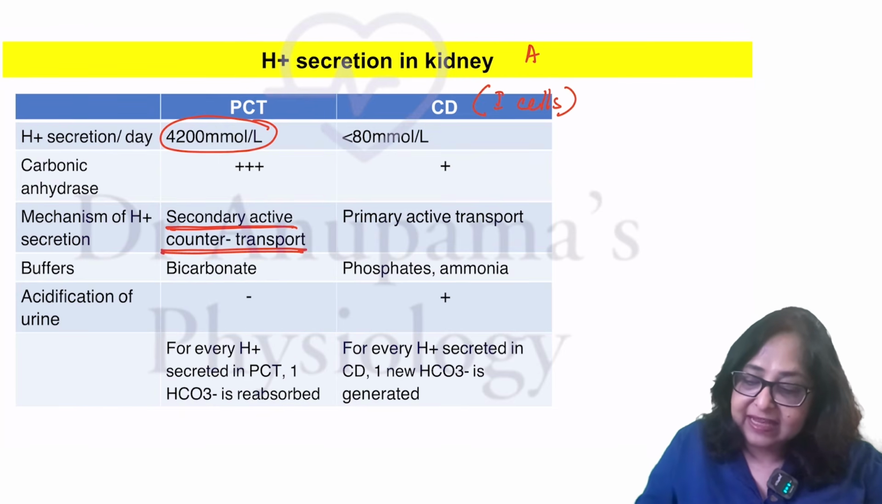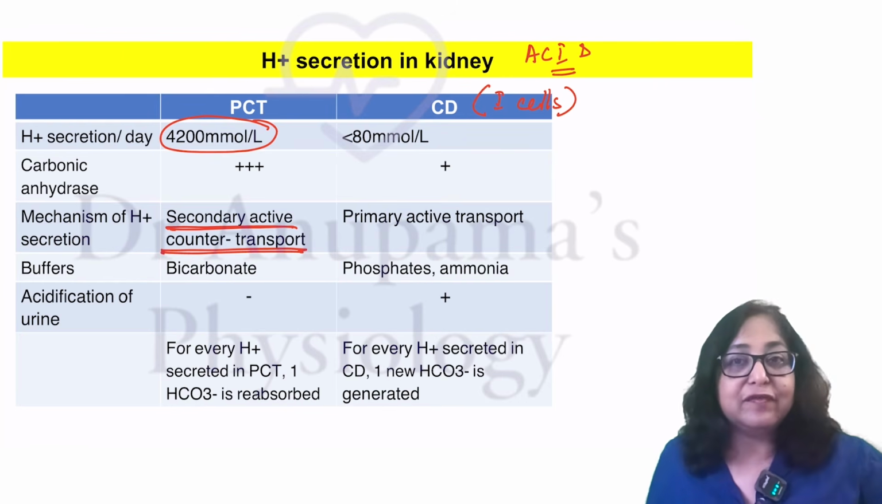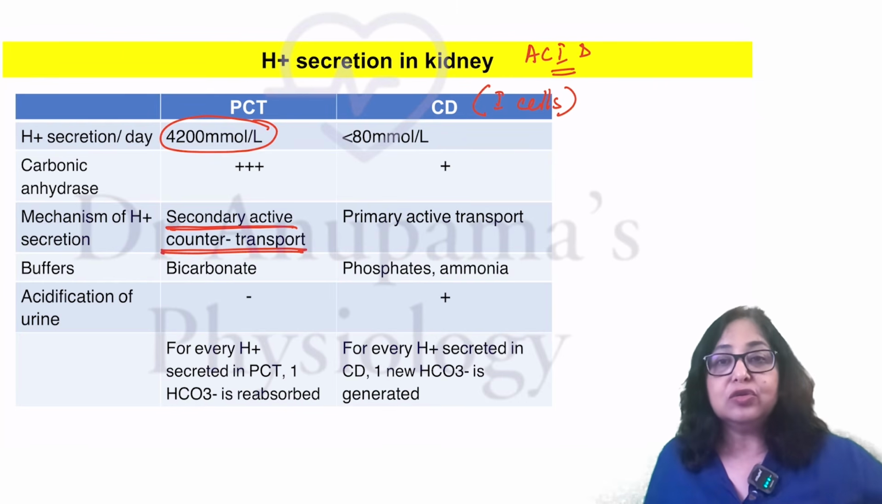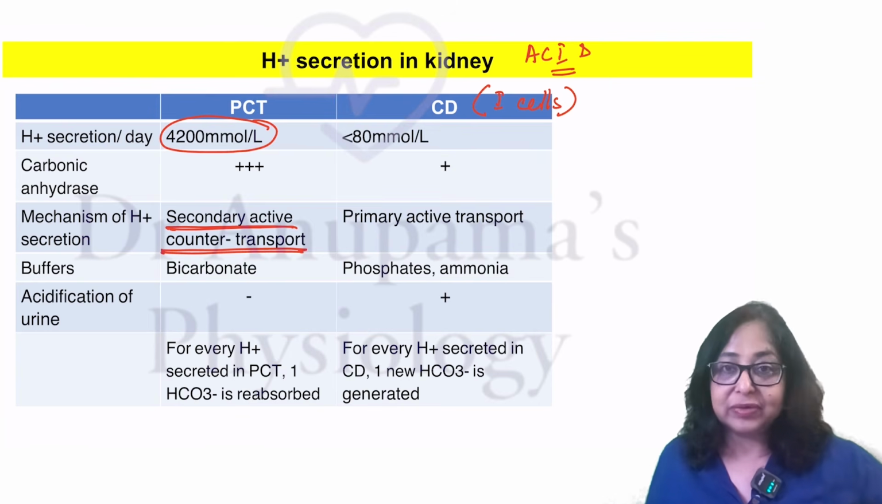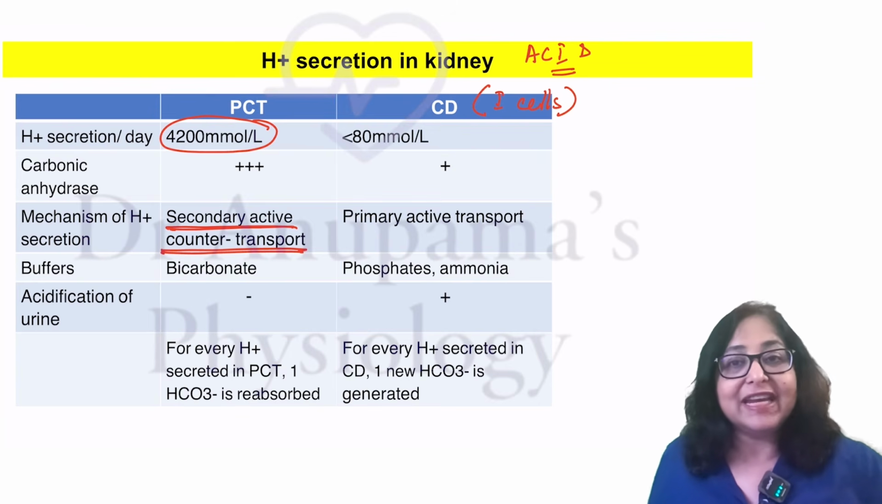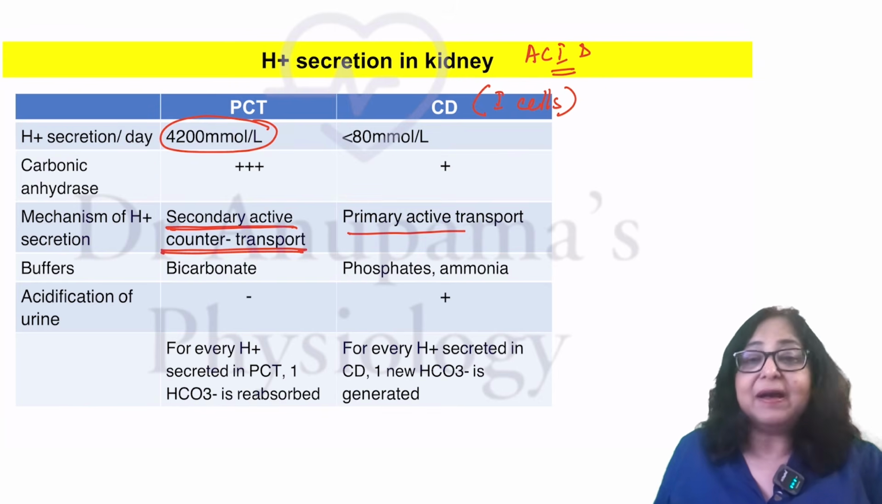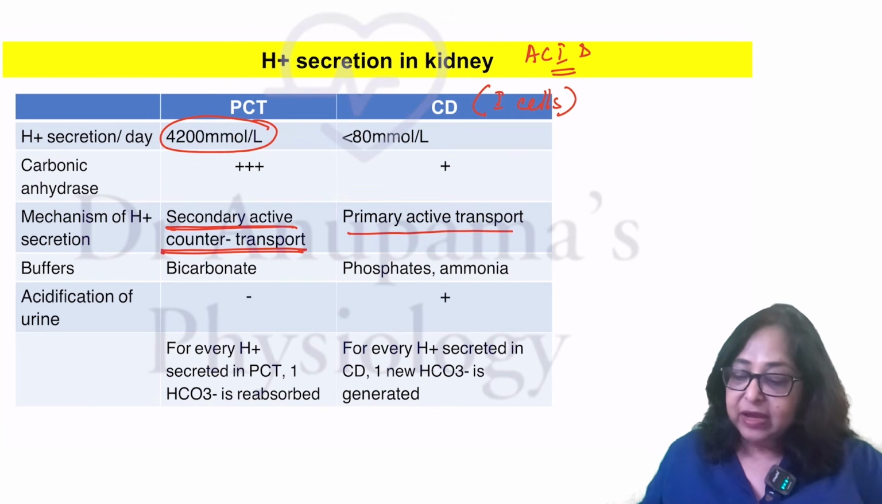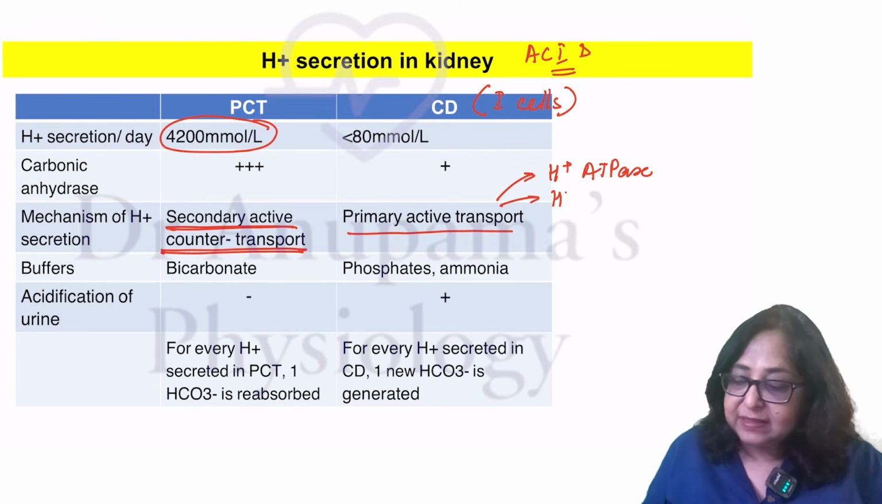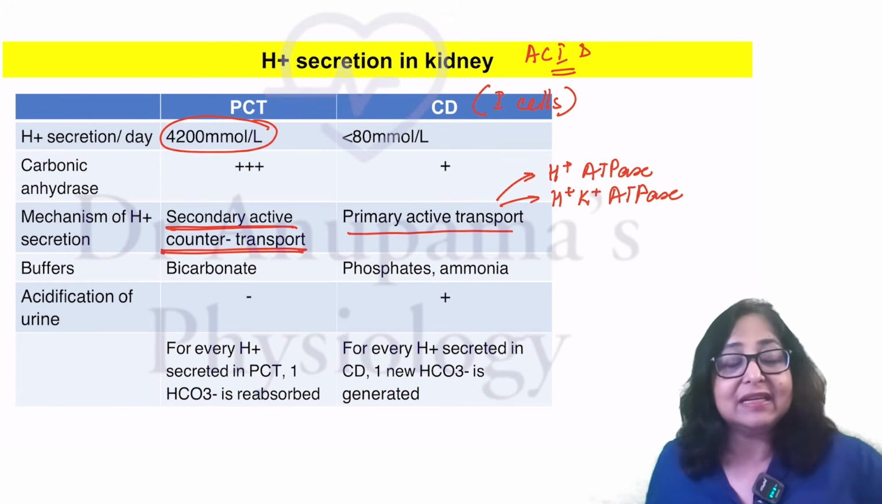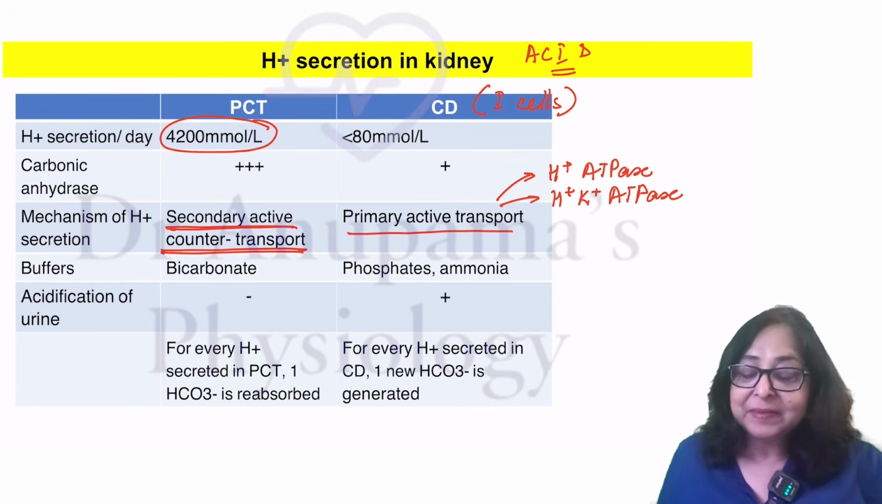Remember, acid has an I. So I cells are involved in H plus secretion. P cells of the collecting duct are involved in sodium reabsorption, potassium secretion, water reabsorption, but I cells are involved in H plus secretion. The H plus secretion in the collecting duct is by a primary active transport, which is H plus ATPase, or it could be an H plus K plus ATPase. But please remember, majority of the H plus is secreted in the PCT.